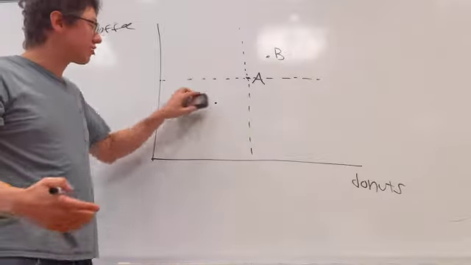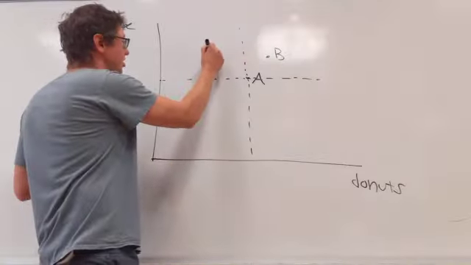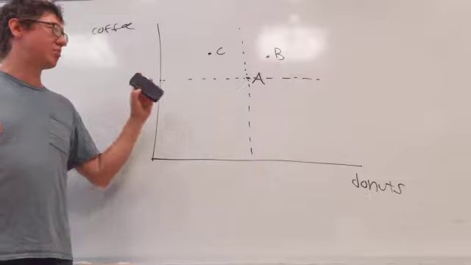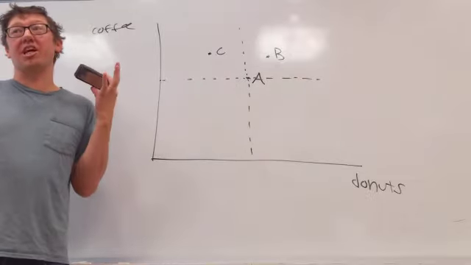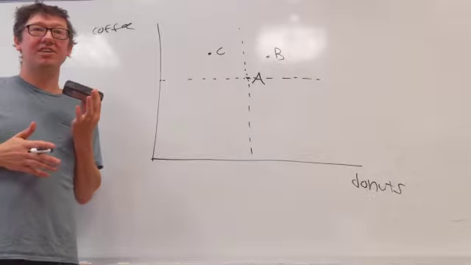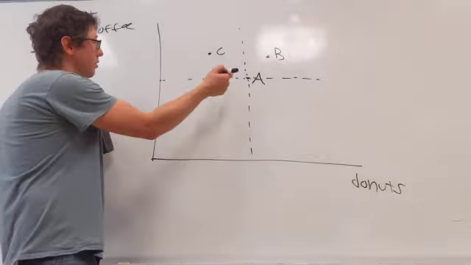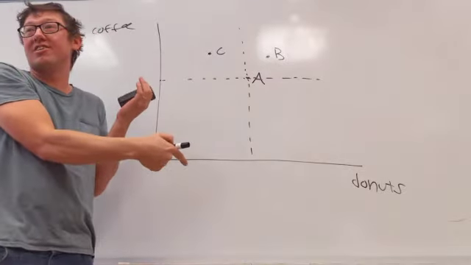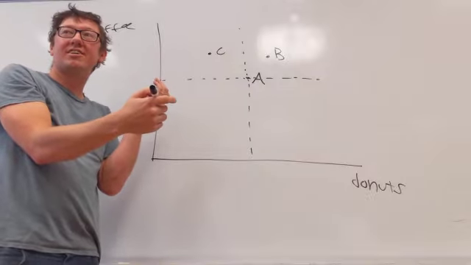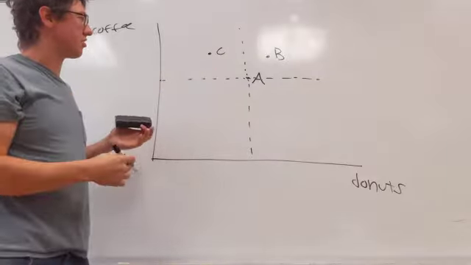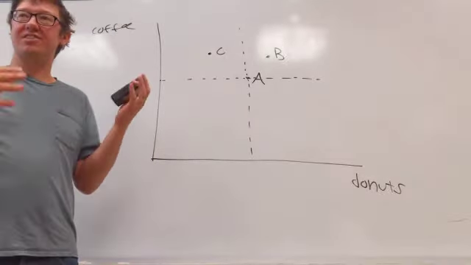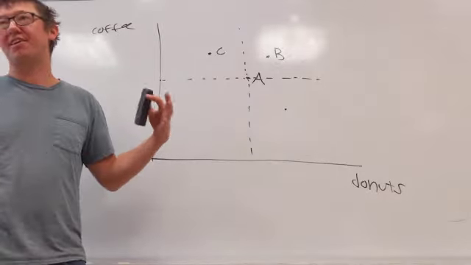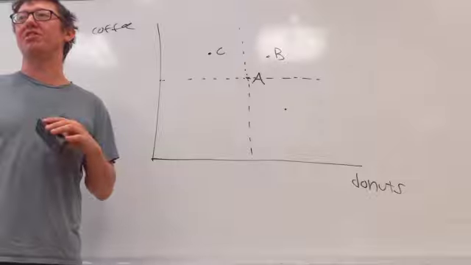Less trivially, consider some bundle over here, bundle C. What does the consumer prefer? Bundle A, bundle C, or can't we say? Now the consumer has some trade-off, because relative to bundle A, bundle C has more coffee, which is good, but it's got fewer donuts, which is bad. So it's not clear whether the consumer will prefer A or C. And similarly, if you had something down here, it's got a lot of donuts, which is good, but relatively little coffee, which is bad. How does the consumer weigh coffee and donuts in their happiness?